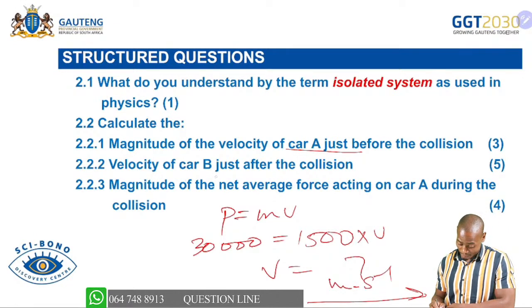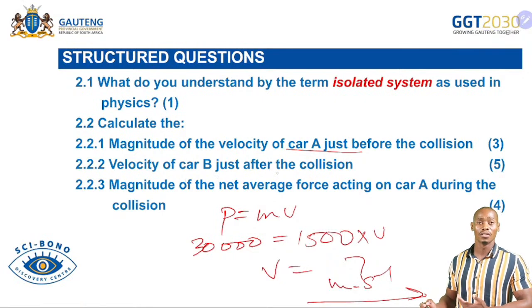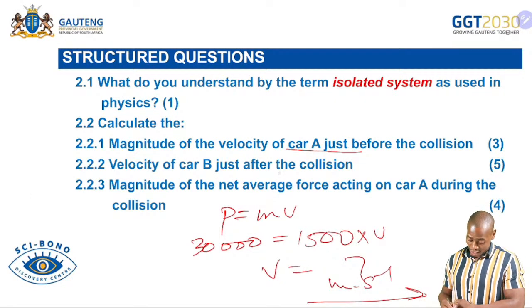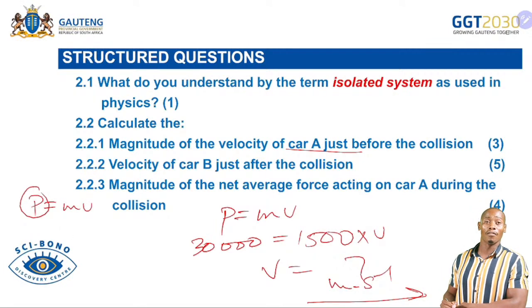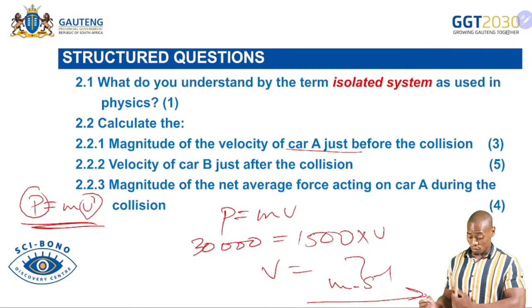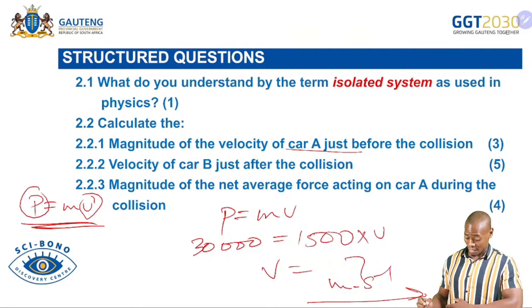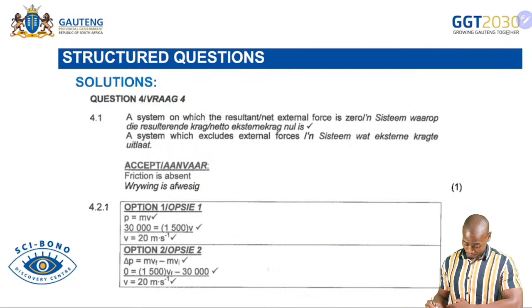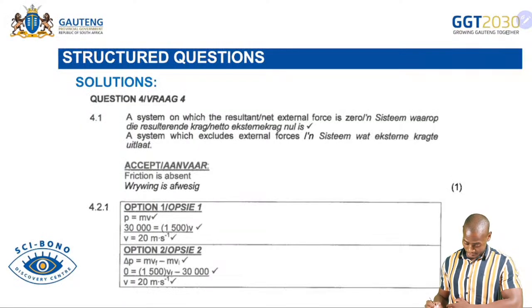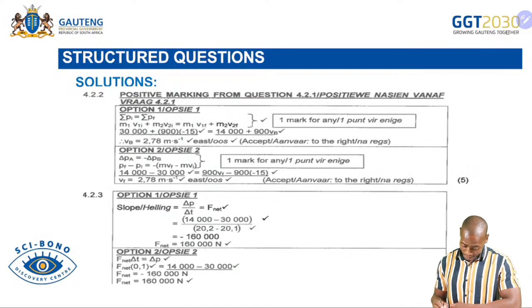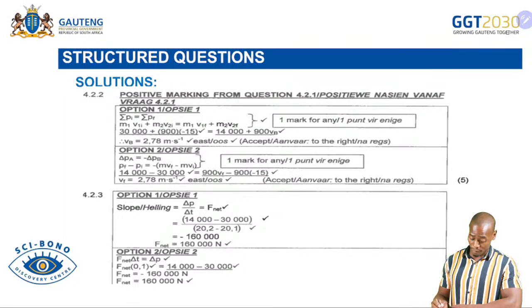The velocity of car B just after collision. If we try to use this equation, mv, do you have the final momentum of B? No, right? Then you also don't have the velocity of car B after the collision. So there's something you need to do here. Obviously, you need to apply the principle of conservation of linear momentum: the sum of momentum before collision equals the sum of momentum after collision.